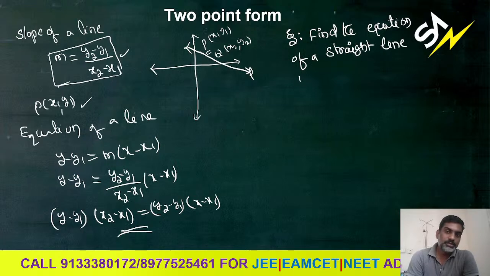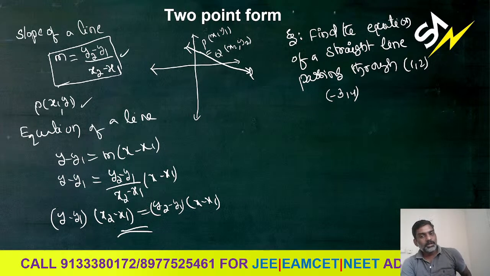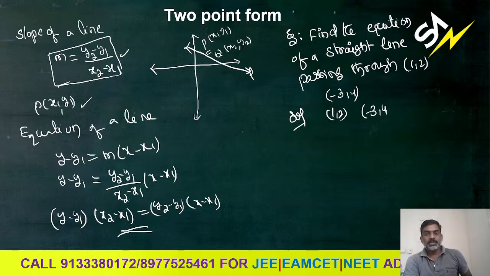Find the equation of a straight line passing through 1 comma 2 and minus 3 comma 4. Then what could be the solution? Given points 1 comma 2 and minus 3 comma 4 are the given points, x1 y1 and x2 y2.